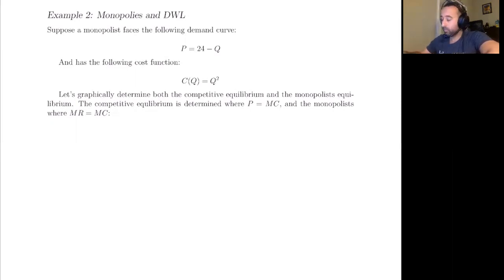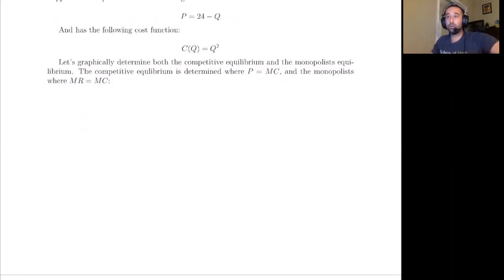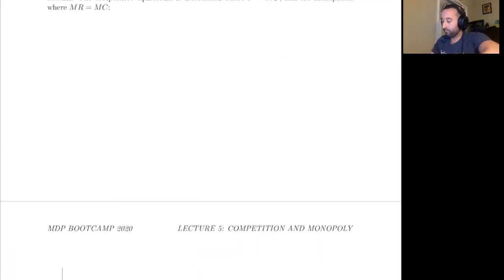We know the competitive equilibrium is where price is equal to marginal cost, and the monopolist equilibrium is where marginal revenue is equal to marginal cost. We talked about why those two things are different in the case of a competitive and a monopolistic market. So let's first graph this market.